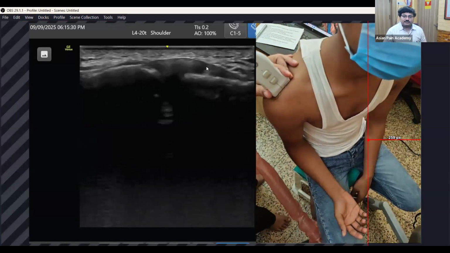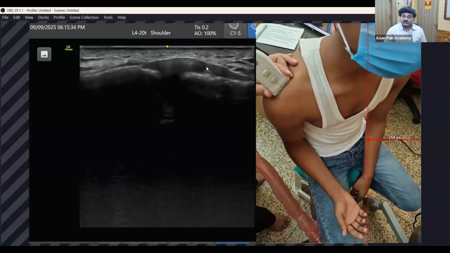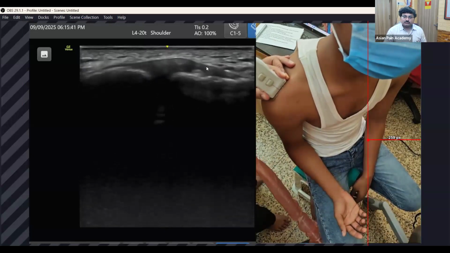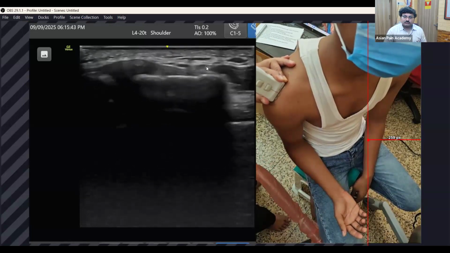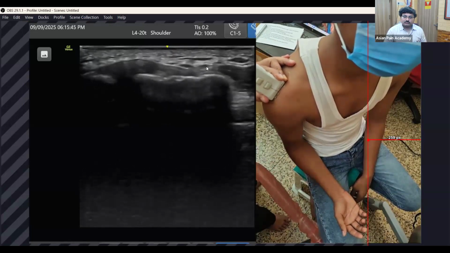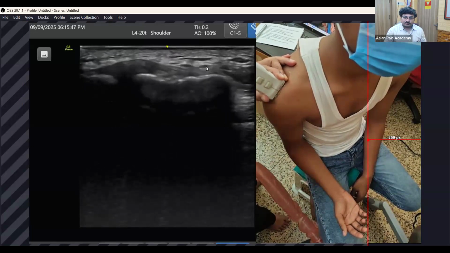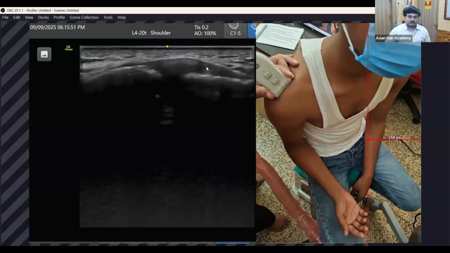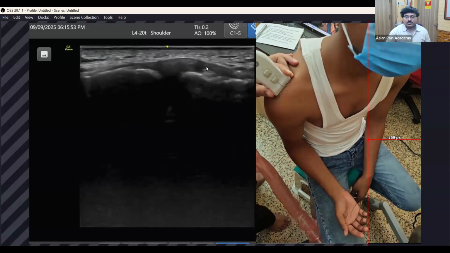So this is the acromioclavicular joint. You can see how I have put the probe in this way, and then the thing is which side is acromion and which side is clavicle. So here, if I go like this, I can see that this bone is ending laterally. So that means the right side bone is the acromion and this side is the clavicle. So here, if I pull it like this.